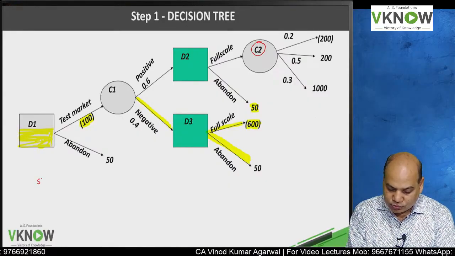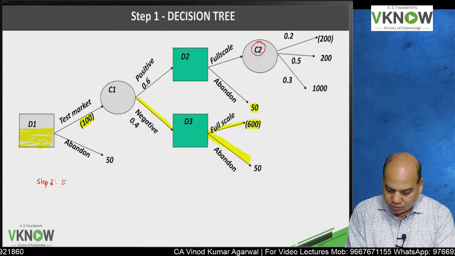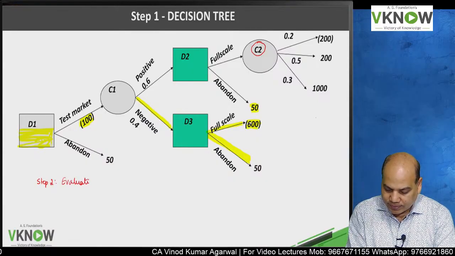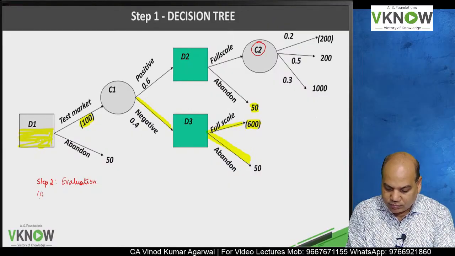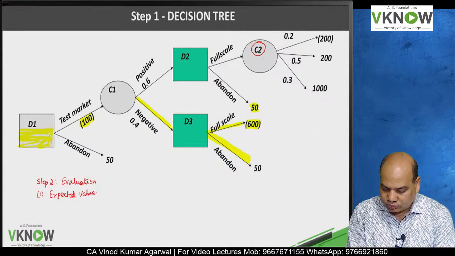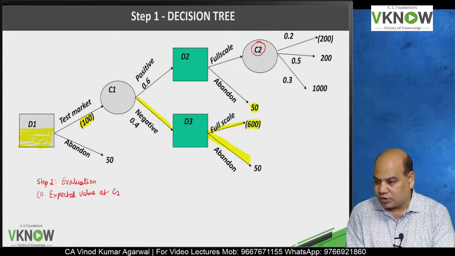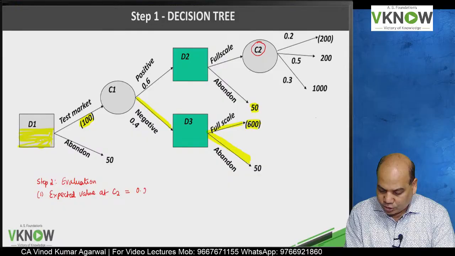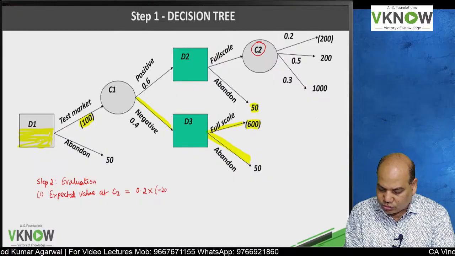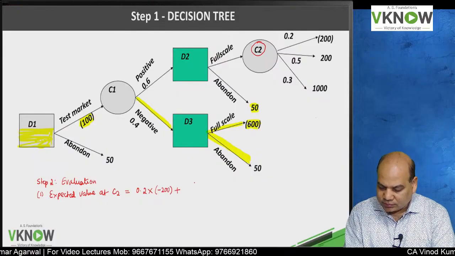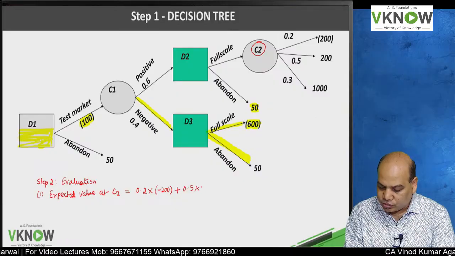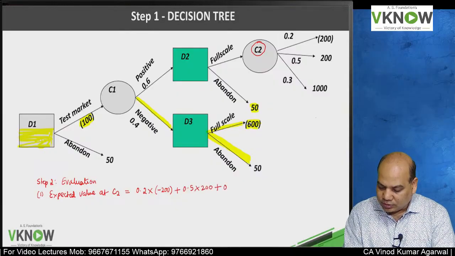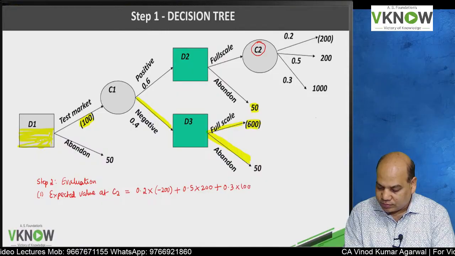Write down below step 2, evaluation. Under that write down 1, expected value at C2. Expected value at C2 will be equal to 0.2 into minus 200 plus 0.5 into 200 plus 0.3 into 1000. Please give me the answer.